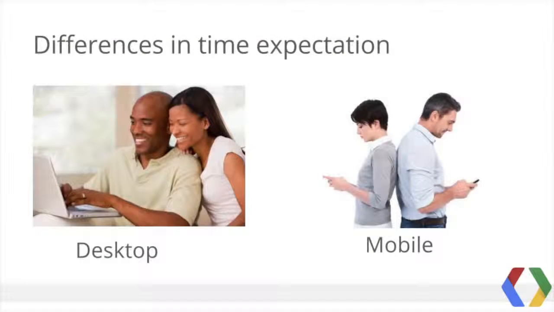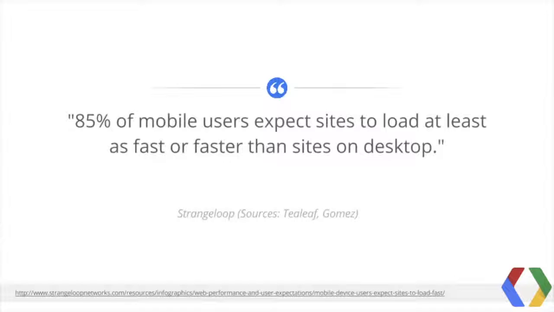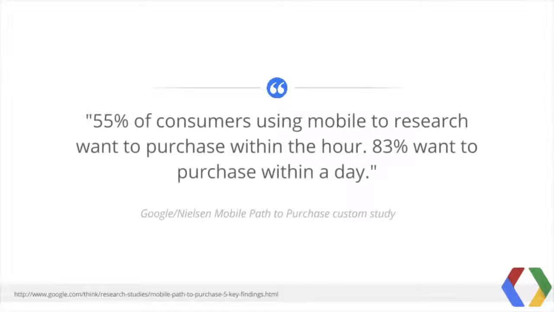An interesting idea I learned about mobile users is that just by holding a mobile device, their expectation of time can differ from their desktop attitude. While as site owners, we're well aware of mobile network latency and that at its fastest, mobile can't outperform desktop, Strangeloop cites that 85% of mobile users expect sites to load at least as fast or faster than sites on desktop. And when it comes to shopping, mobile users seem almost eager to close the deal.